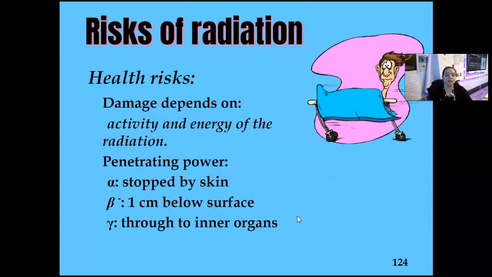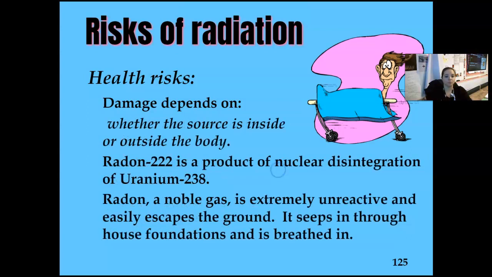So it depends on the activity and energy of that radiation, and we've already looked at this before. The penetrating power: alpha is stopped by skin, beta goes about 1 centimeter below the surface, gamma goes right on through, like Swiss cheese. Not good. It also depends on whether the source is inside or outside the body.